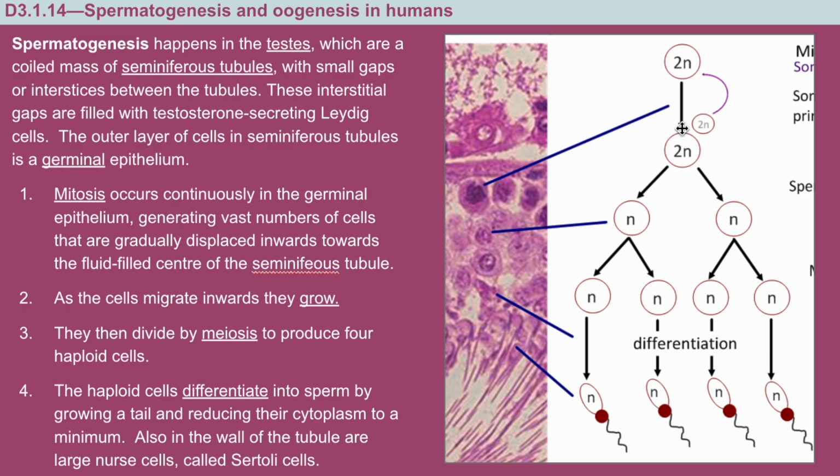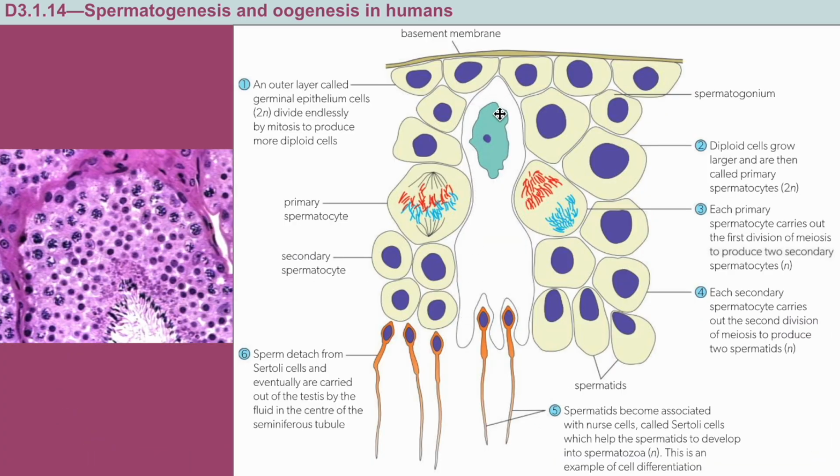So first, mitosis. Then, as the cells migrate inwards, they are going to go through a period of growth. They then divide by meiosis, which we know has 2 divisions. So we end up with 4 haploid cells. Each of those haploid cells then go through differentiation into sperm by growing a tail, reducing their cytoplasm to a minimum. And this is going to be facilitated by large nurse cells called Sertoli cells that are seen here.